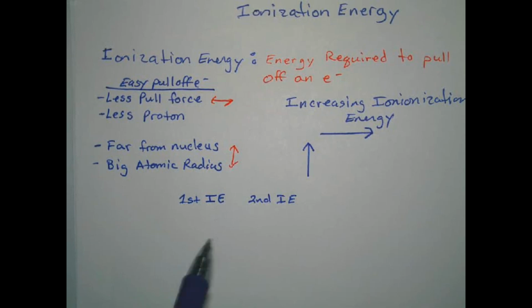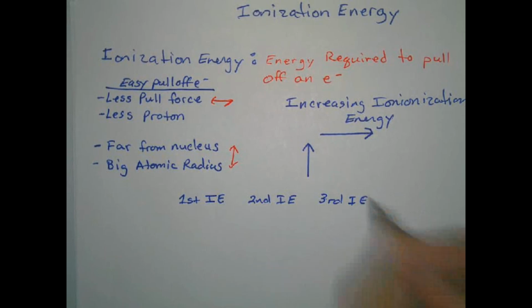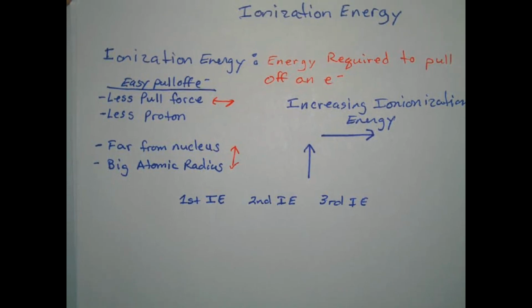And we'll talk about why it gets harder in our next video. But just know, the first ionization energy takes some sort of energy to pull off an electron. If you try to pull off a second electron, it's going to be even harder. And if you try a third ionization energy, it's going to be even harder. Okay? When you're plucking off these electrons, the atom doesn't like it, and it doesn't want to give up the next electron, so it makes it harder. Now let's do some examples for ionization energy.